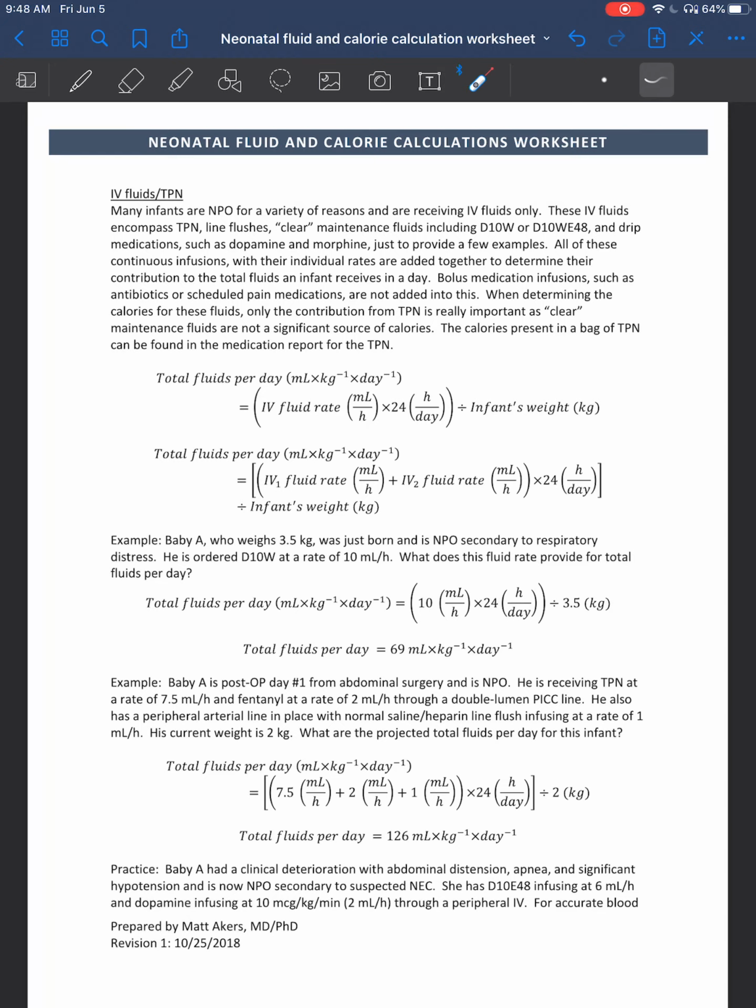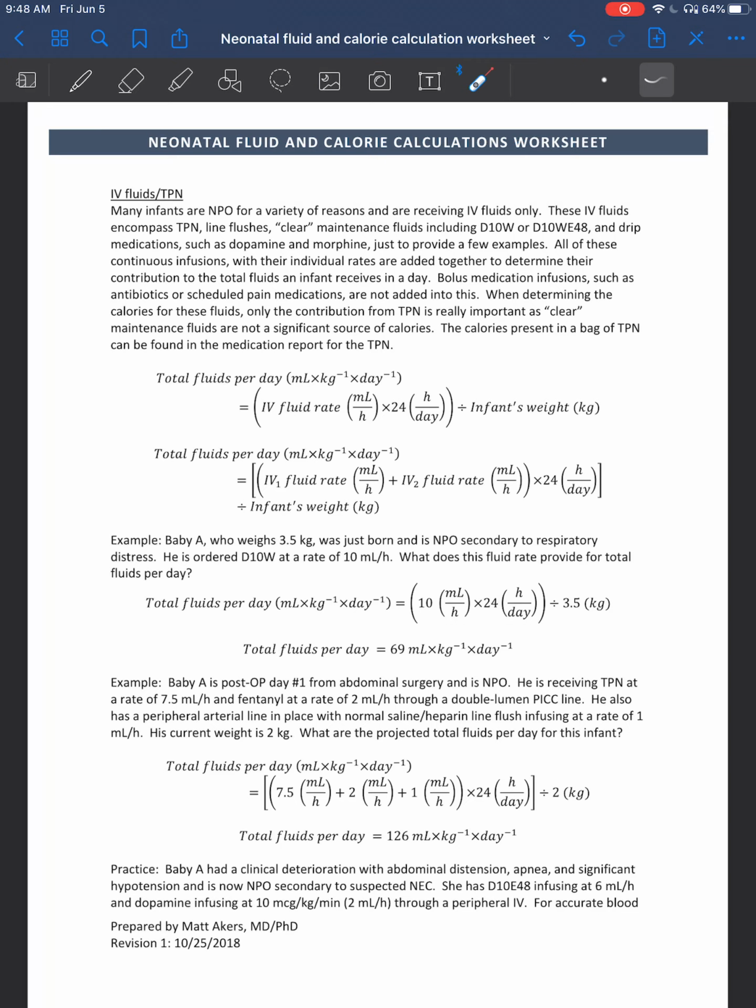Bolus medication infusions such as antibiotics or scheduled pain medications are not added to this. When determining the calories for these fluids, only the contribution of TPN is really important, as clear maintenance fluids are not a significant source of calories. The calories present in a bag of TPN can be found in the medication report for the TPN. To find the total fluids per day for an IV fluid, we take the IV fluid rate in milliliters per hour and multiply that by the number of hours in a day, 24, then divide by the infant's weight.